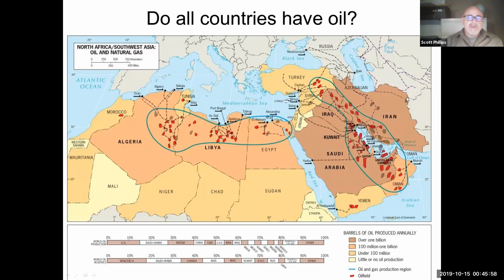And oil is not evenly distributed. You have countries like Saudi Arabia, which are pretty much the top producer in the world. Sometimes the United States takes over that spot, but usually Saudi Arabia is. You have other Gulf countries such as Iran, some of the smaller countries. But then over here you have Jordan, which does not have oil resources.